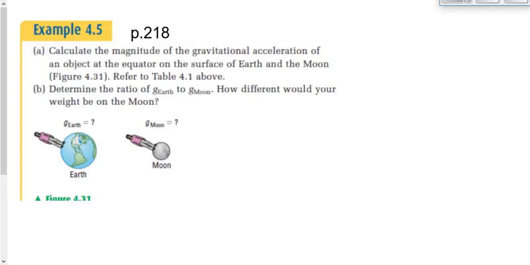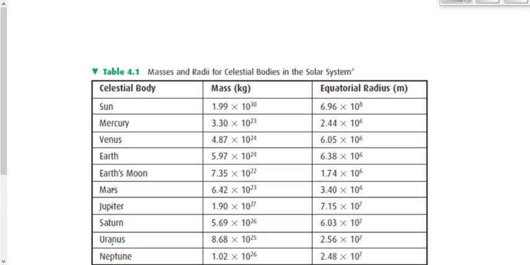Gravitational field, yeah. Gravitational acceleration, gravitational field. So we want to find in question A here, little g. What do we know about the Earth, the Moon? Well, we know the mass of the Earth. The mass of the Earth, given to me on this table on the previous page, is 5.97 times 10 to the 24 kilograms.